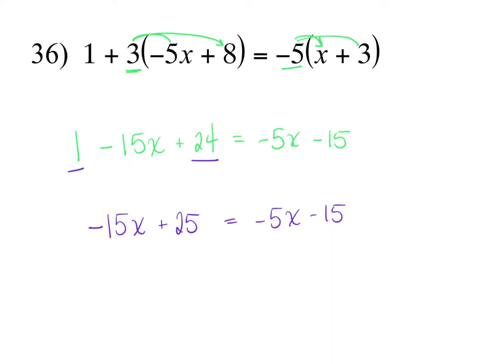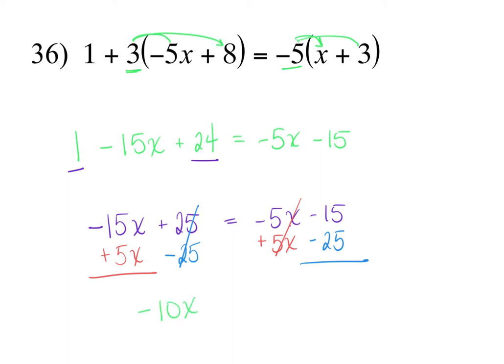Now I am ready to shift things around. So I need to move my variables to one side and my numbers to the other. Doesn't matter which side you do. If I move my variables to the left, I'm going to add that 5x to both sides, which means I need to move my numbers to the other side. So I'm going to move that 25 over, cancel it here, and move it over here. And then I just simplify negative 15x and positive 5x is negative 10x. Negative 15 and negative 25 is going to give me negative 40.